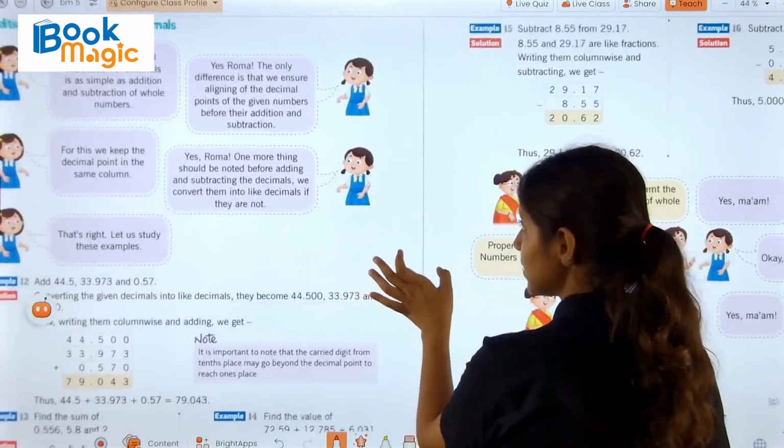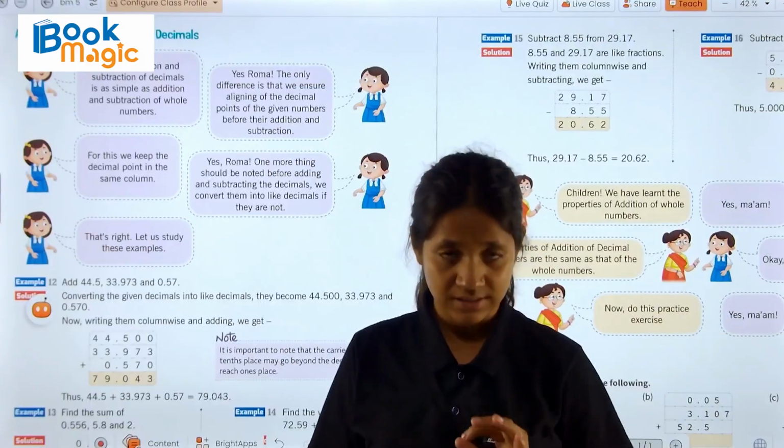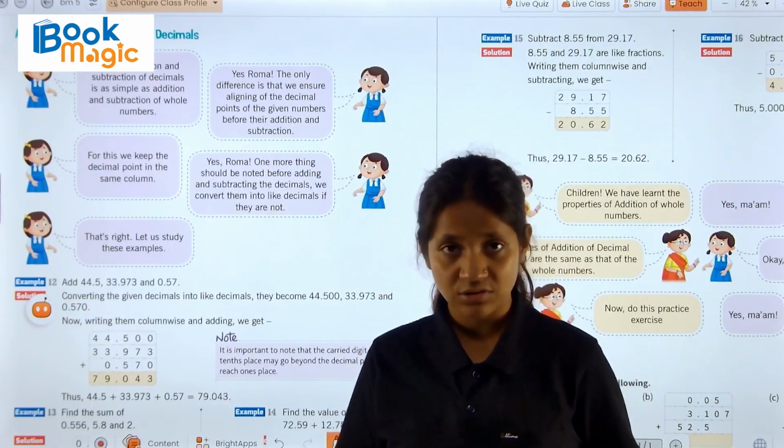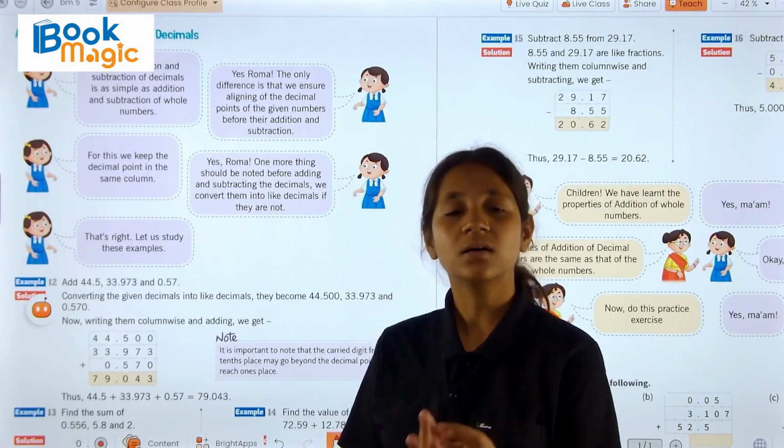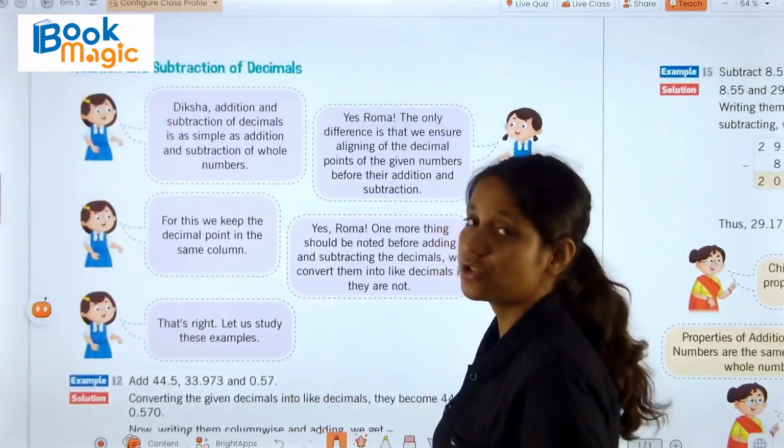I would like to say about the last exercise. Each and every question you have to do by yourself, okay, with the help of the explanation I just explained to you and the examples also. Now we have the topic addition and subtraction of decimals.